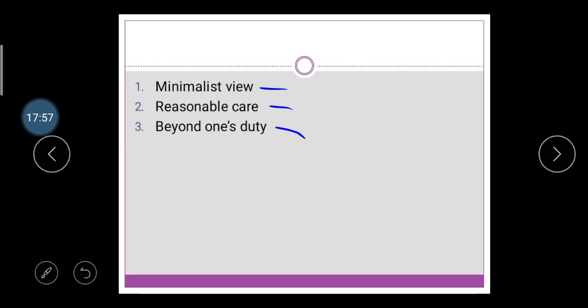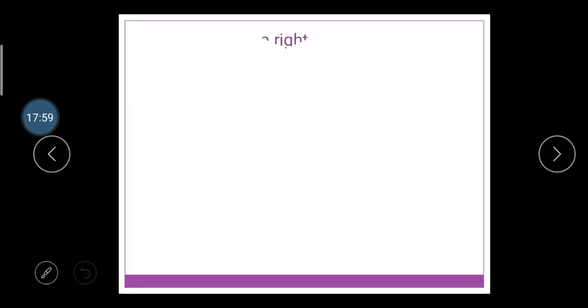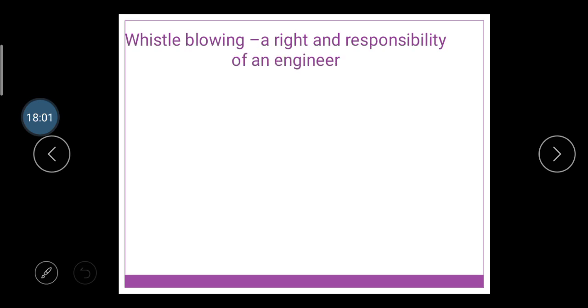Then after that, whistleblowing as a right or as a responsibility of the engineer. Here is a new word: whistleblowing. You can imagine what the meaning of whistleblowing is.